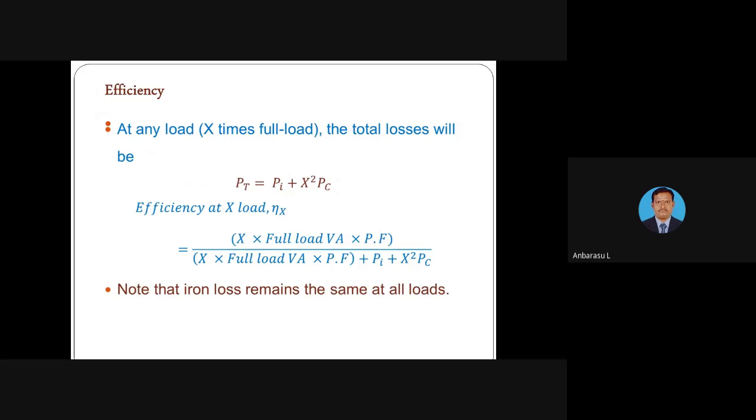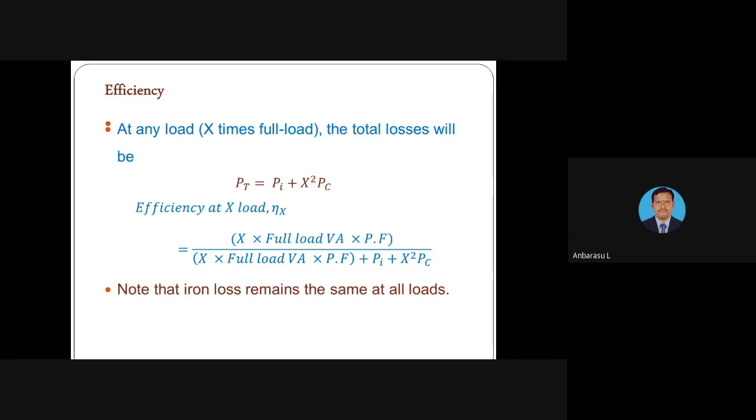At any load conditions, meaning 25%, 50%, 75% of full load, we have to calculate the losses and also the efficiency of a transformer. This is the formula behind determining the efficiency at any load condition. At x times full load, the total losses PT equal iron losses plus x square into copper losses, where x is a fraction value from 0 to 1. We have to substitute values from 0 to 1. Iron loss is always constant from no load to full load, but copper losses depend upon the load current. So that's why it is x square into copper losses.